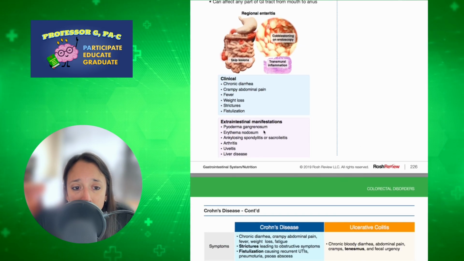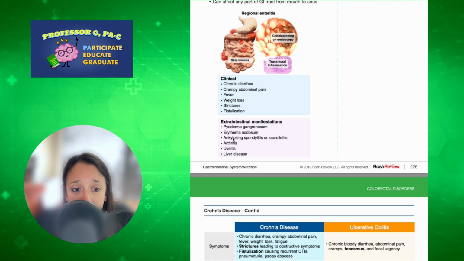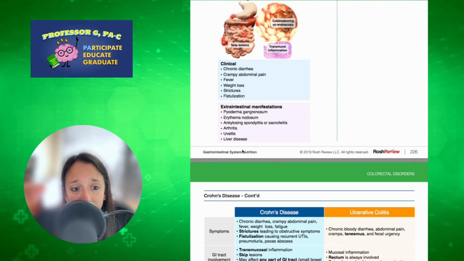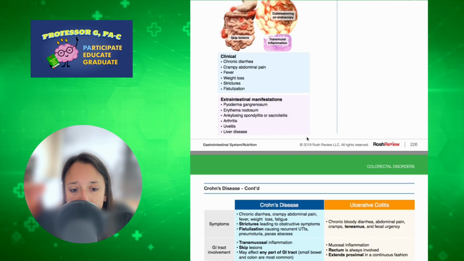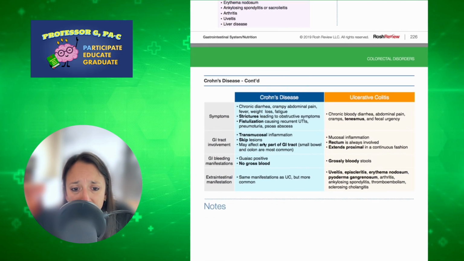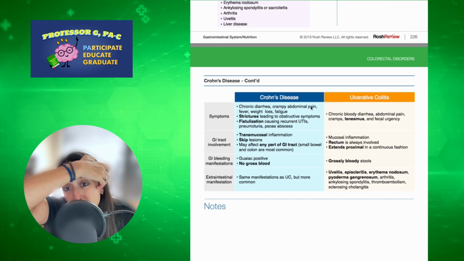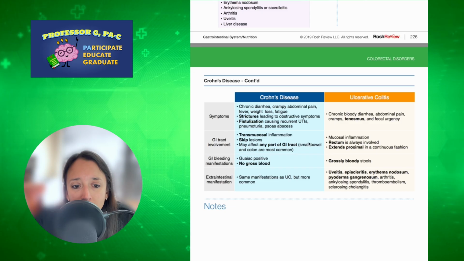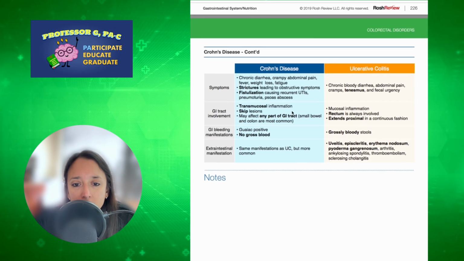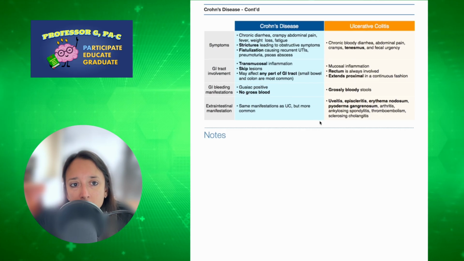And here are some of the extraintestinal manifestations. You'll see that there's a lot of overlap with ulcerative colitis, like ankylosing spondylitis, erythema nodosum, pyoderma gangrenosum, arthritis, uveitis, liver disease. The only one that's not really on here is primary sclerosing cholangitis. And so again, we have some compare and contrast. If I was going to put my money into anything, Crohn's or ulcerative colitis, I would definitely be able to compare and contrast the two. Tests just love to compare and contrast these two. Okay, so go ahead and look at this chart.